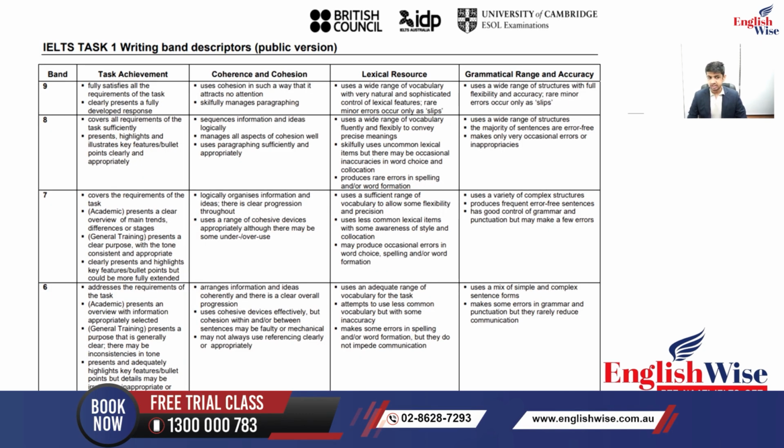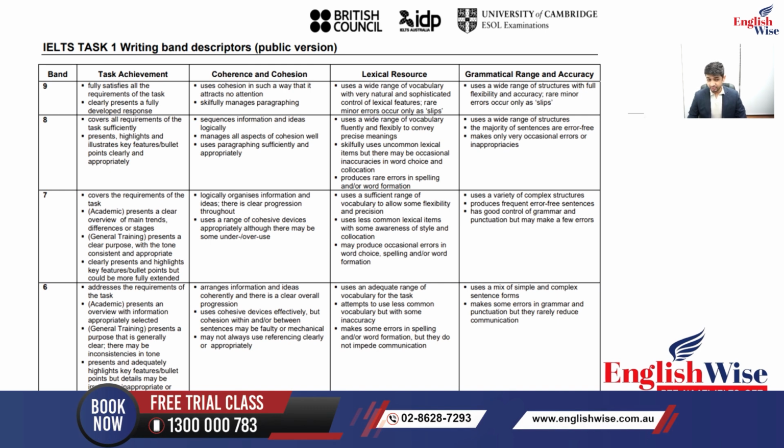For task achievement, to get a higher band score, such as an 8 or a 7, you need to make sure you're covering all the requirements of the task. This means the question dictates you to summarize the information given in the passage or given in the diagram and make comparisons. So you have to provide comparisons and you have to summarize information.